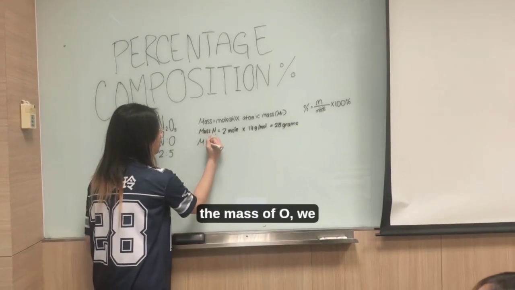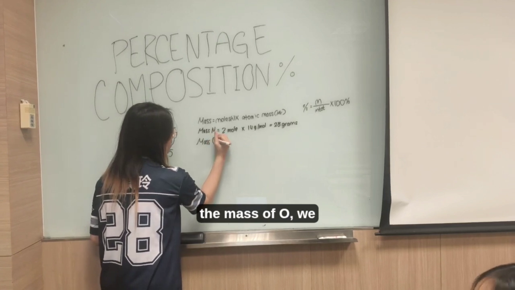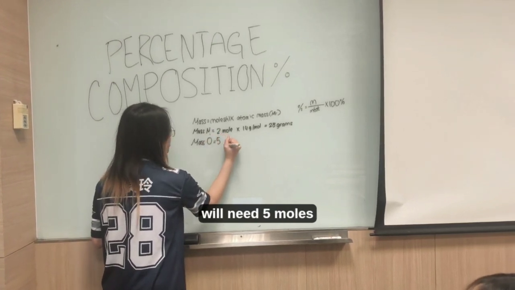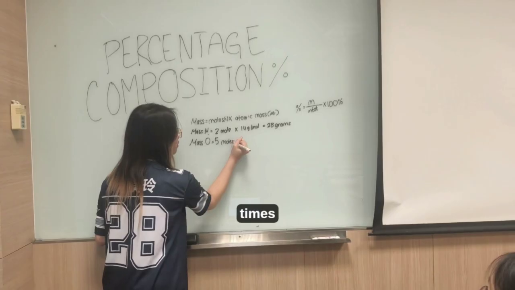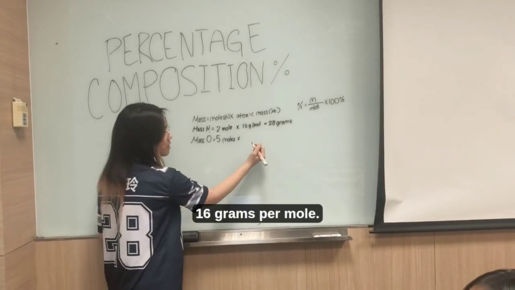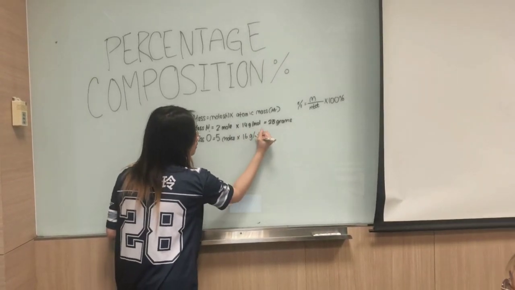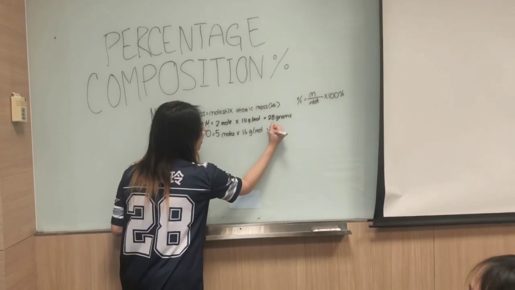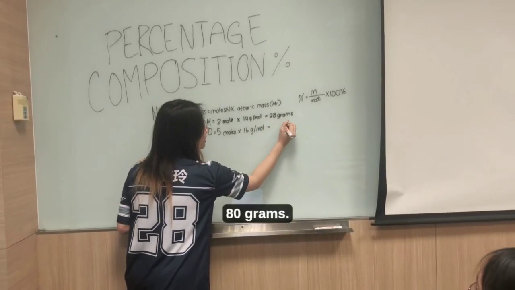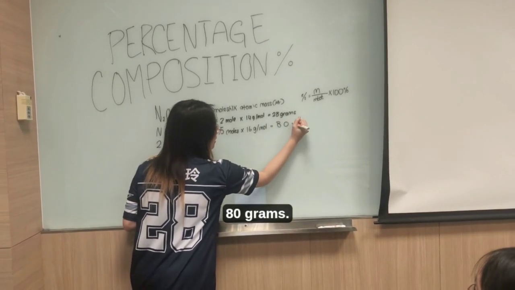For the mass of O, we will need 5 moles times 16 grams per mole, which will be 80 grams.